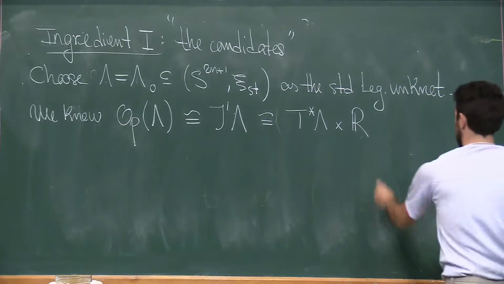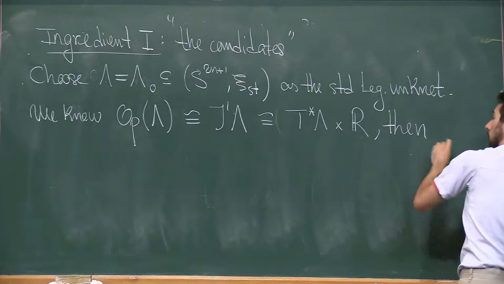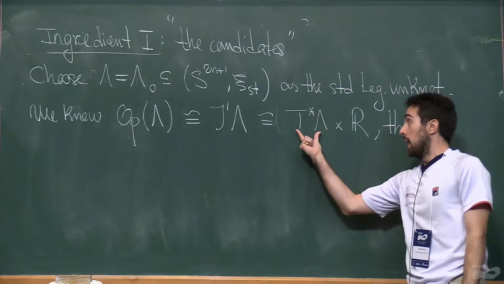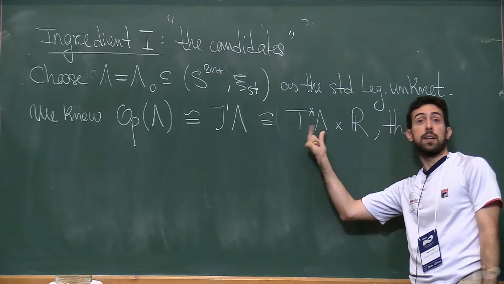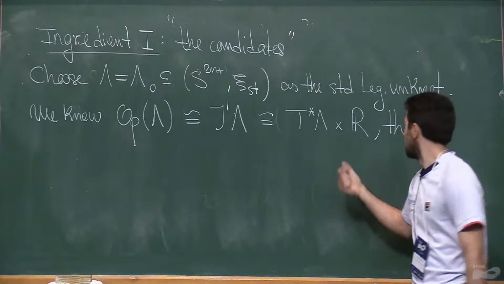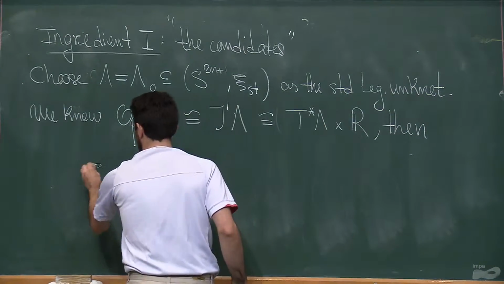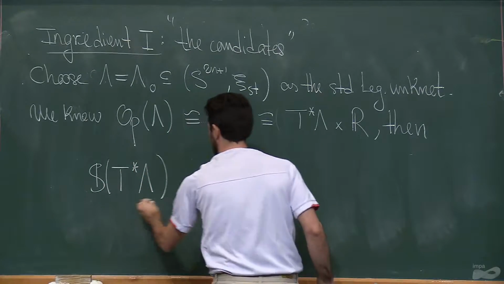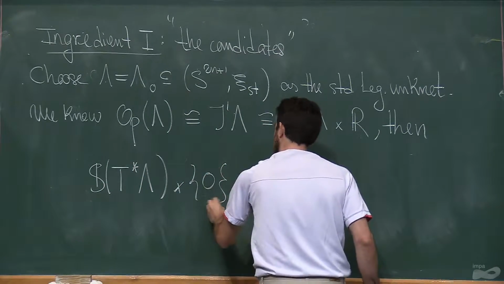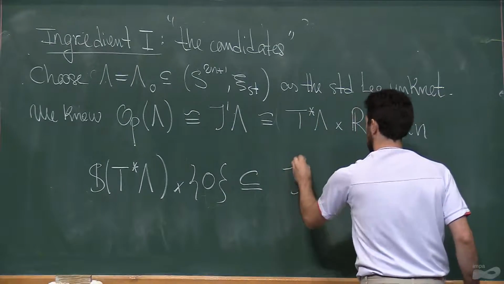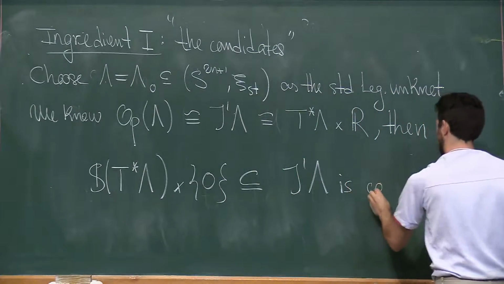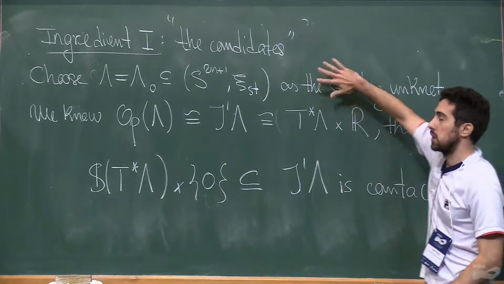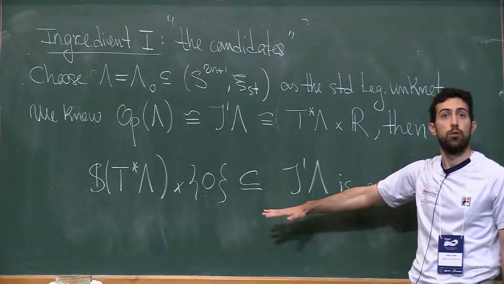So then, inside of here, what I see is that I can choose a special contact manifold, namely the unit cotangent bundle here times any level set that I want. So then I can check that the sphere bundle given by the unit T*Lambda and the 0 level set is a contact submanifold. Now, nothing that I've said really uses that this is the Legendrian unknot. This is always true for any Legendrian.